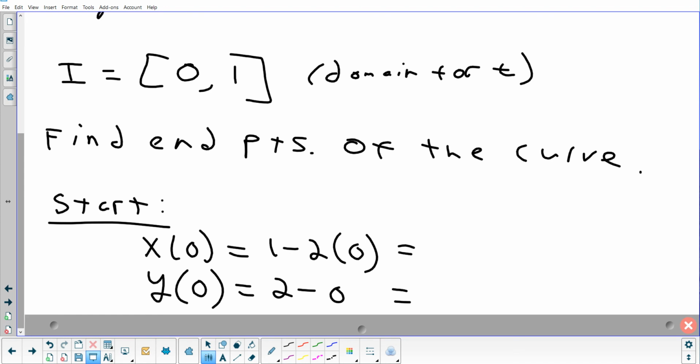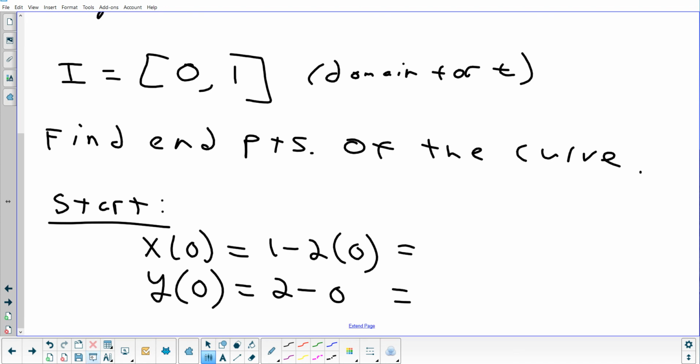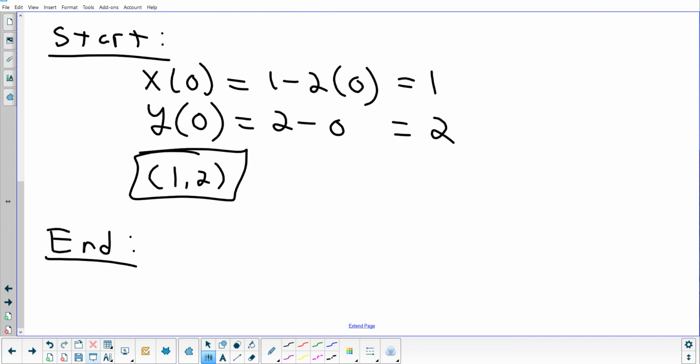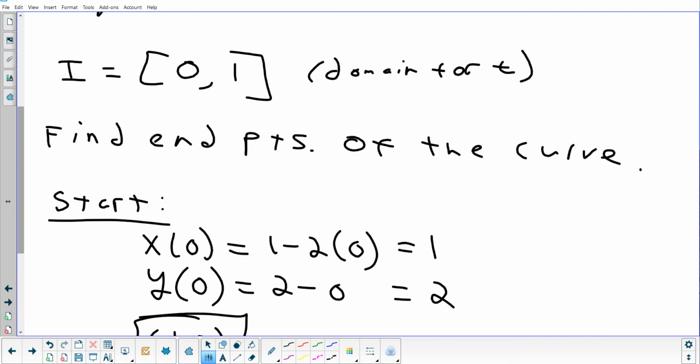So John, what's that going to give me for an x value when I do that out? 1. And Caleb, y value? 2. So the start point of this parametric curve is 1, 2. All right. Now we want to figure out where it ends. And it isn't going to have an end. It's not going to go on forever, because t is not allowed to go on forever. We've restricted the domain to be between 0 and 1. Why between 0 and 1? That's just what they picked. You could do 0 to 6 if you want, but this problem is 0 to 1.